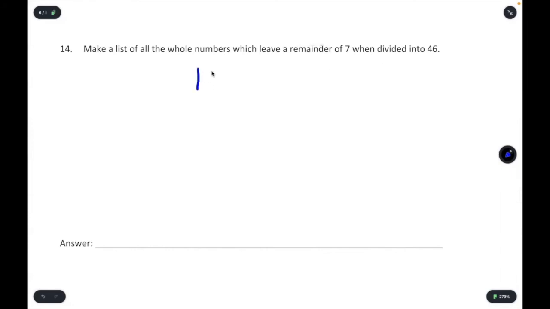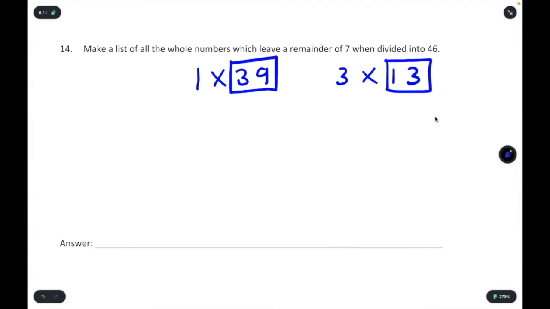You could have 1 times 39 is 39. You could have 3 times 13 is 39. But I already discussed that the number we're dividing by has to be bigger than 7. So 1 is not an option. 3 is not an option. 39 is an option. And 13 is an option. Let's just check these two.